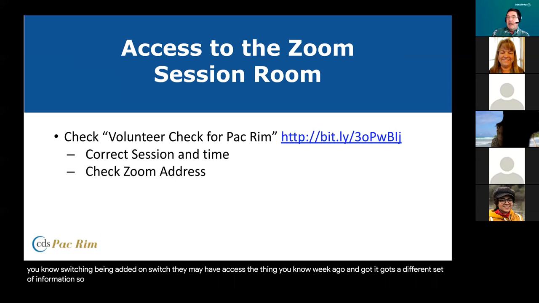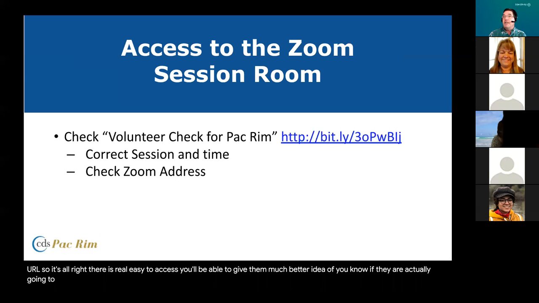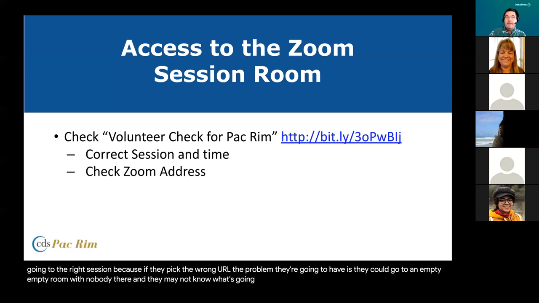So always just check the volunteer checklist. That's the first thing you can do. Are you in this session? It's at this time. And then here's the URL. So it's all right there. It's real easy to access. You'll be able to give them a much better idea of if they are actually going to the right session. Because if they pick the wrong URL, they could go to an empty room with nobody there, and they may not know what's going on.